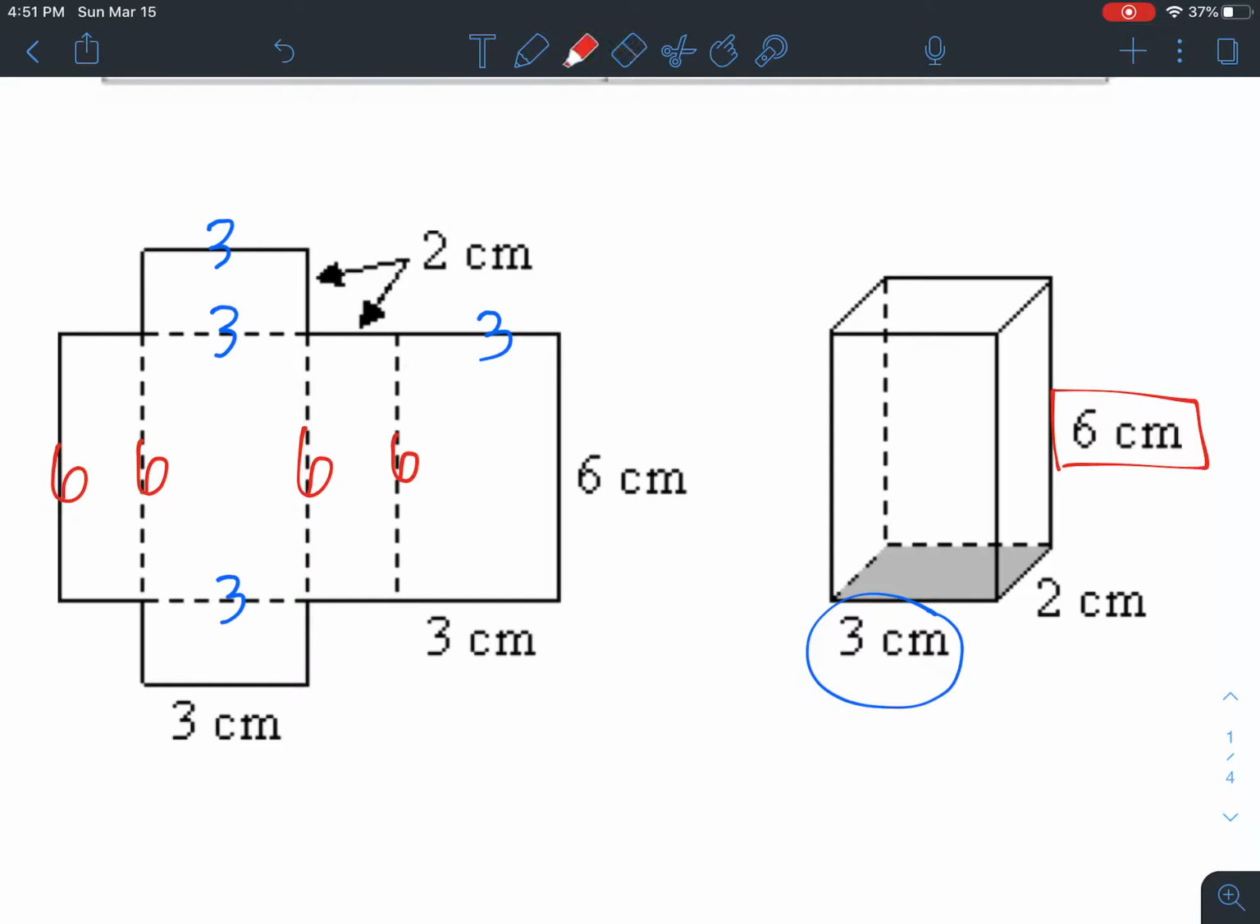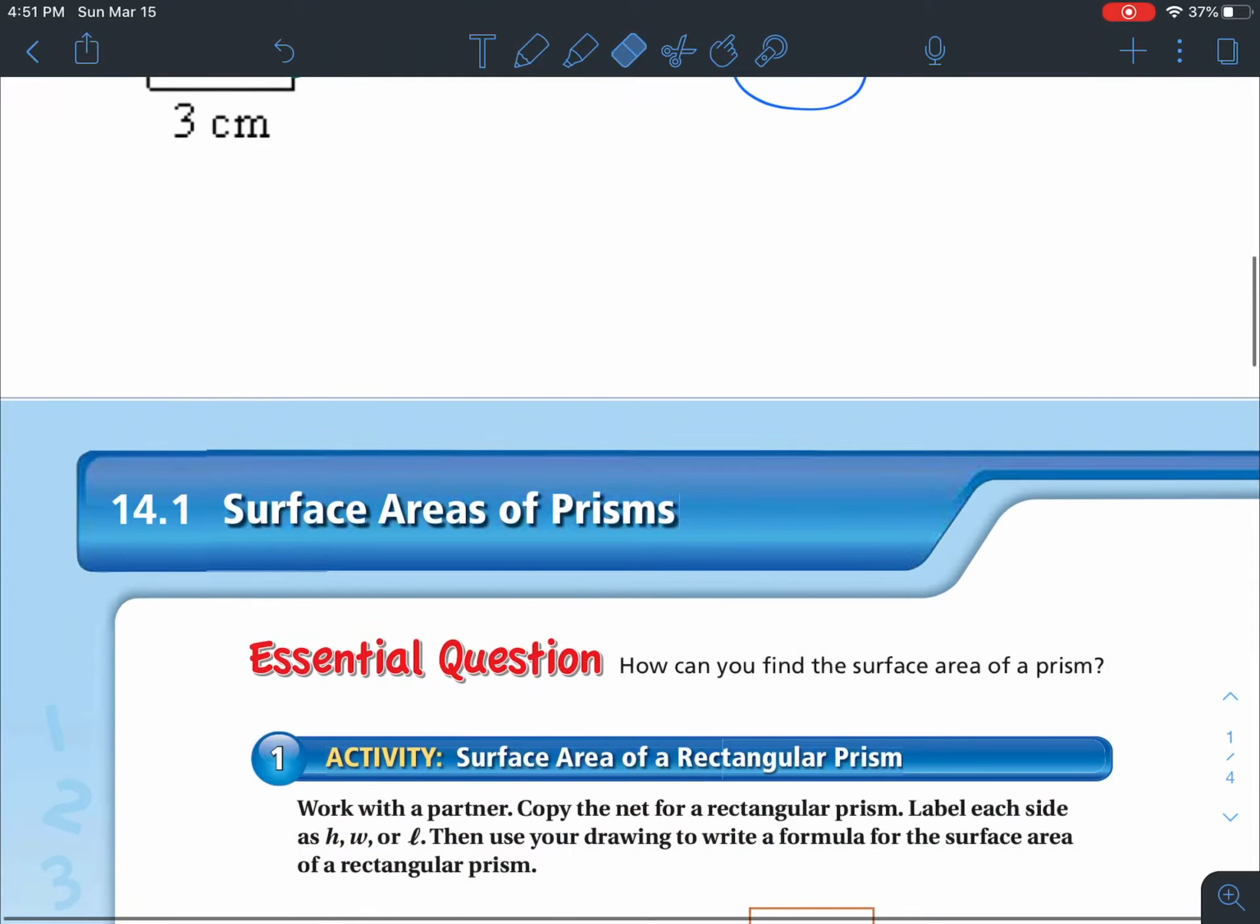So then that leaves us kind of with like these corners, the L's, and we're going to take those and make those the smallest numbers. So in this case, 2. So these would be 2s as well, and then these. So then to find the surface area, we just find the area of each rectangle and add them all together. So go ahead and look at the next page.